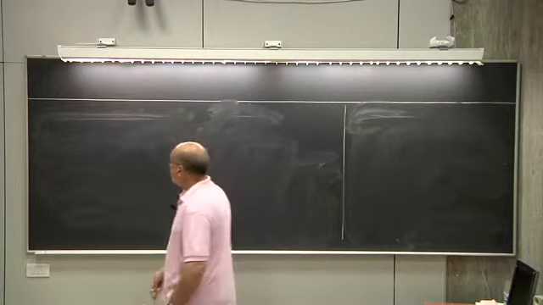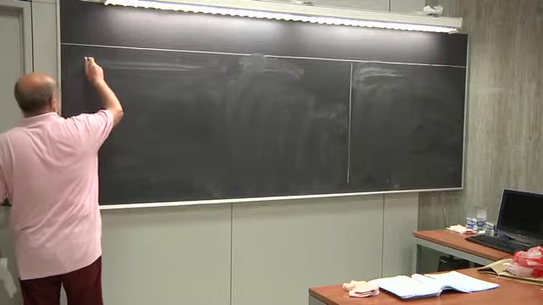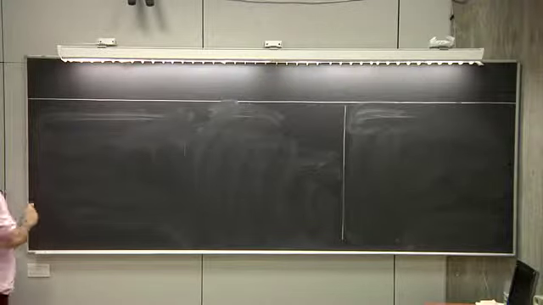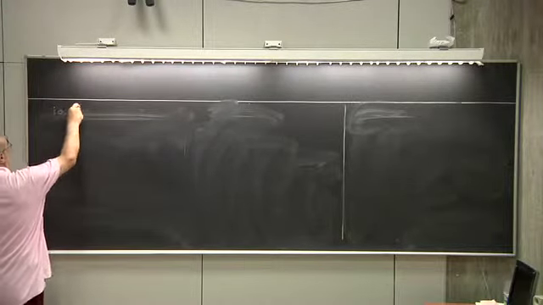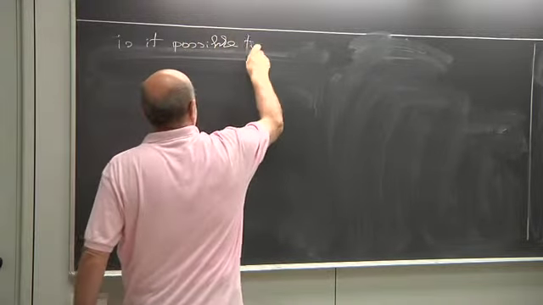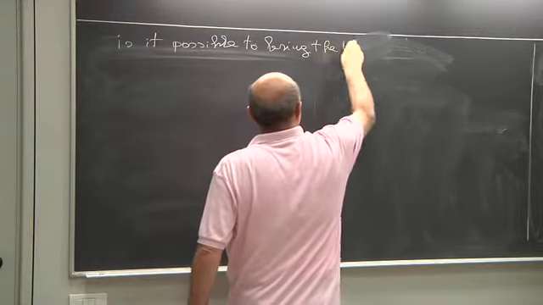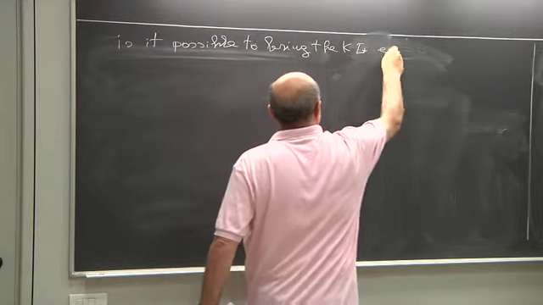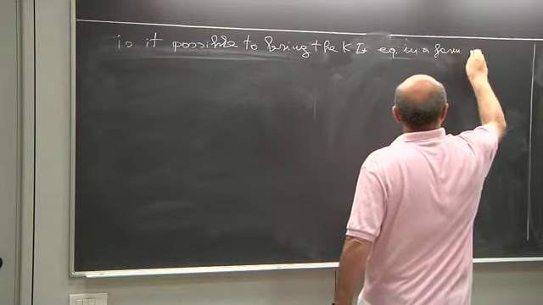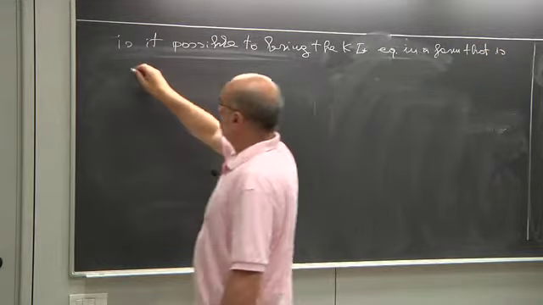Now, the question we will ask is very important, because somehow the book does not underline it enough. Is it possible to bring the Klein-Gordon equation into a form that is first order in the derivative?